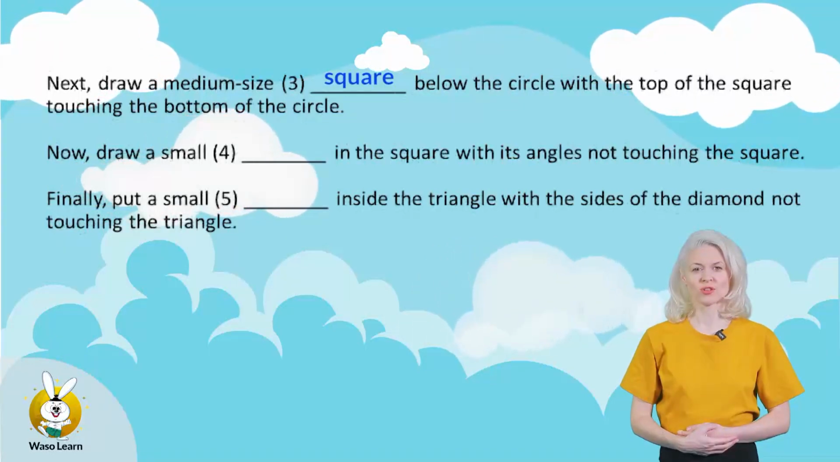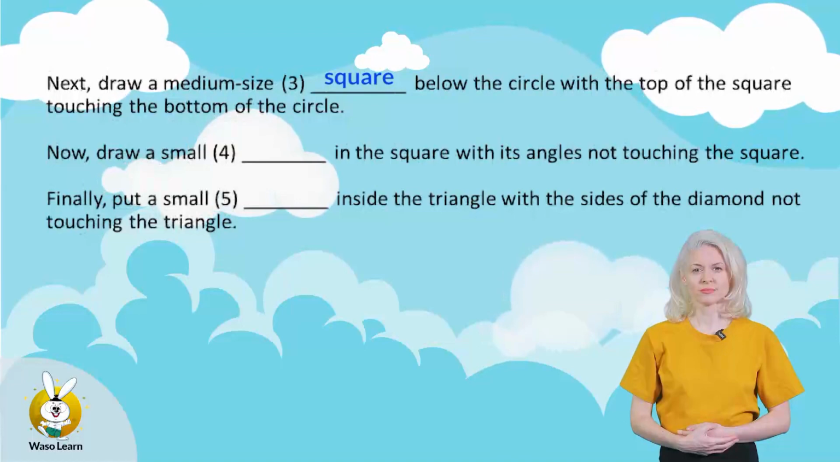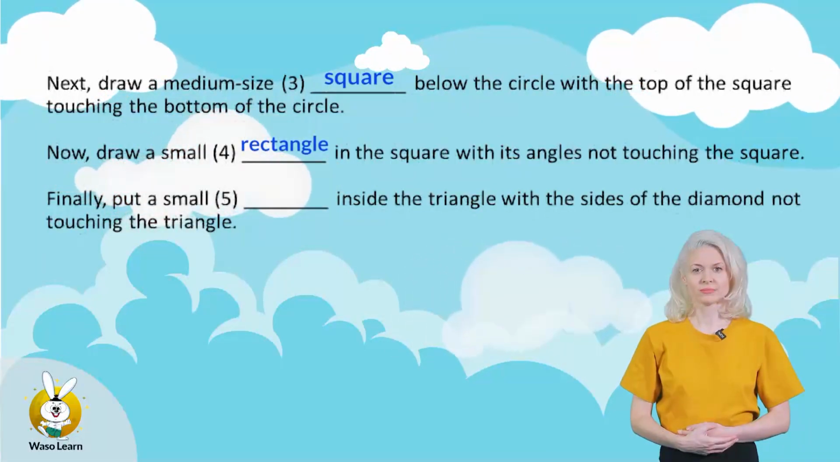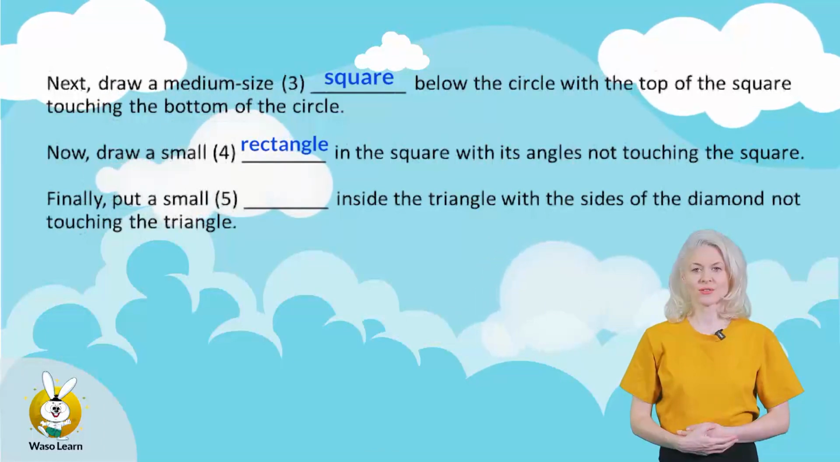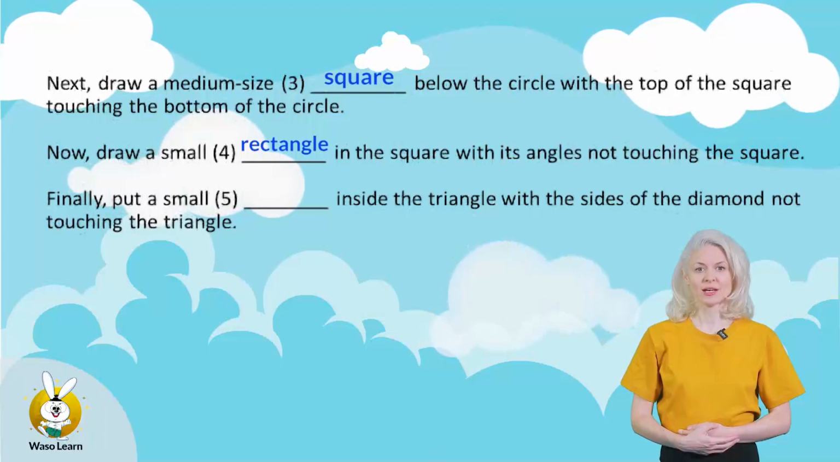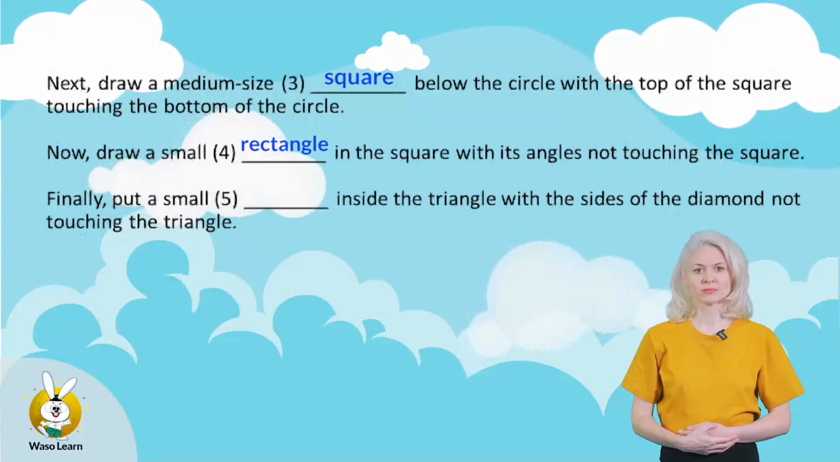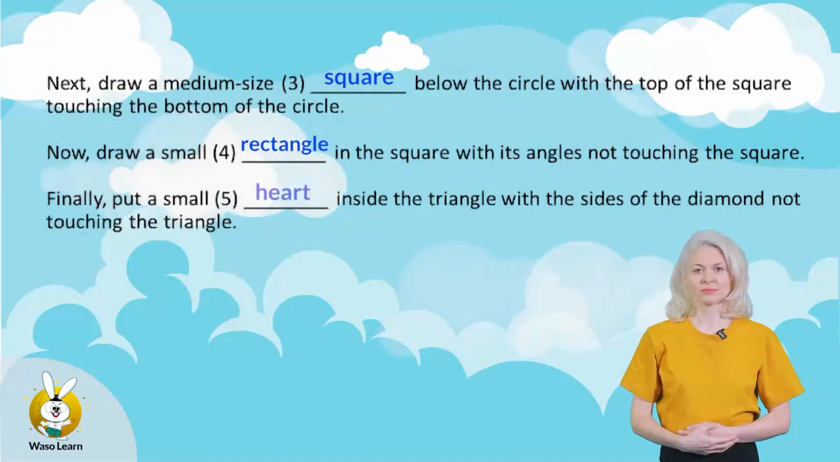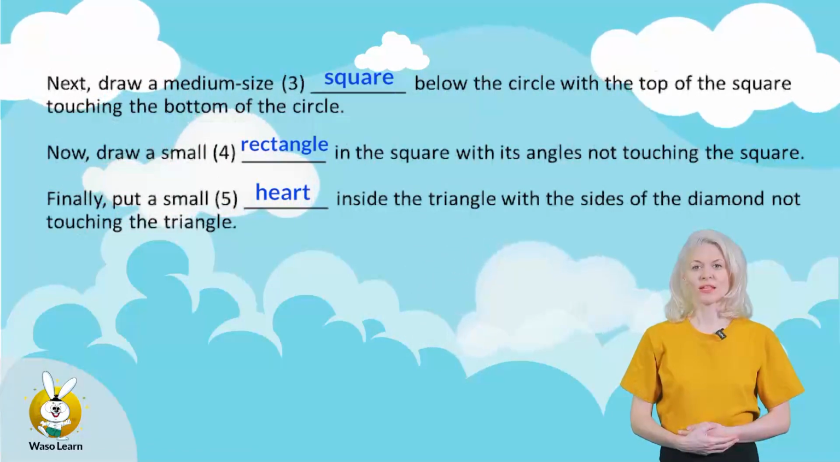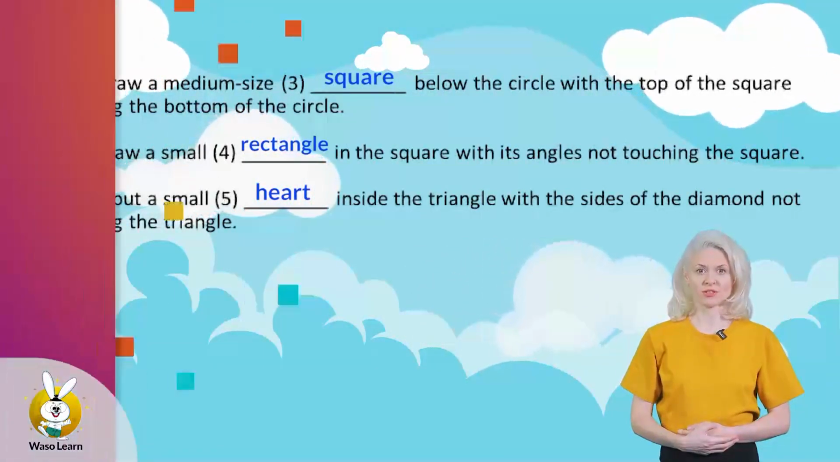Now draw a small 4. Rectangle in the square with its angles not touching the square. Finally, put a small 5. Heart inside the triangle with the sides of the diamond not touching the triangle.